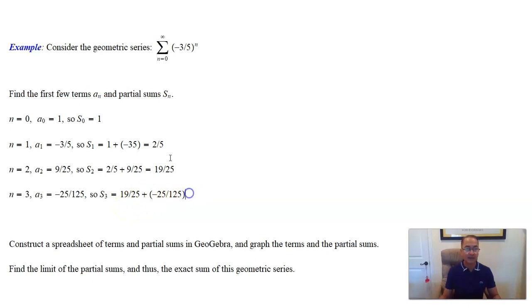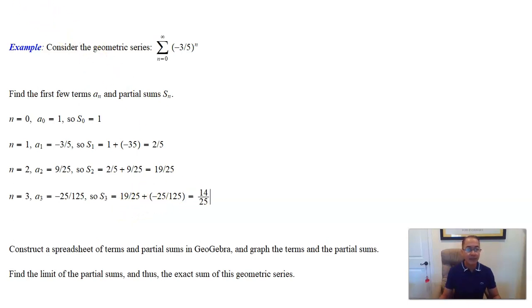95 minus 25, but we have Maple to make sure. 14 over 25, so it actually reduces. Okay, so let's now go to GeoGebra. In the last video, we learned how to construct a spreadsheet in order to more efficiently compute the terms of a recursive sequence. So we're going to do the same thing with this geometric series.